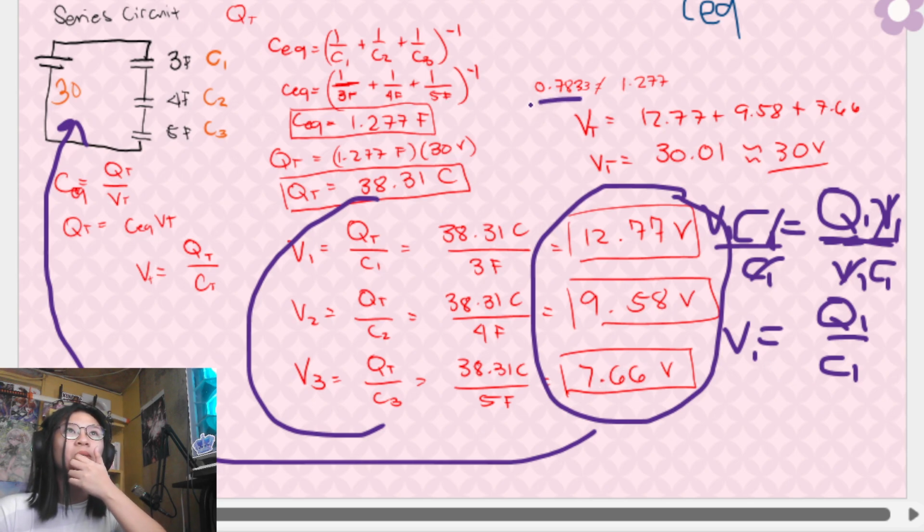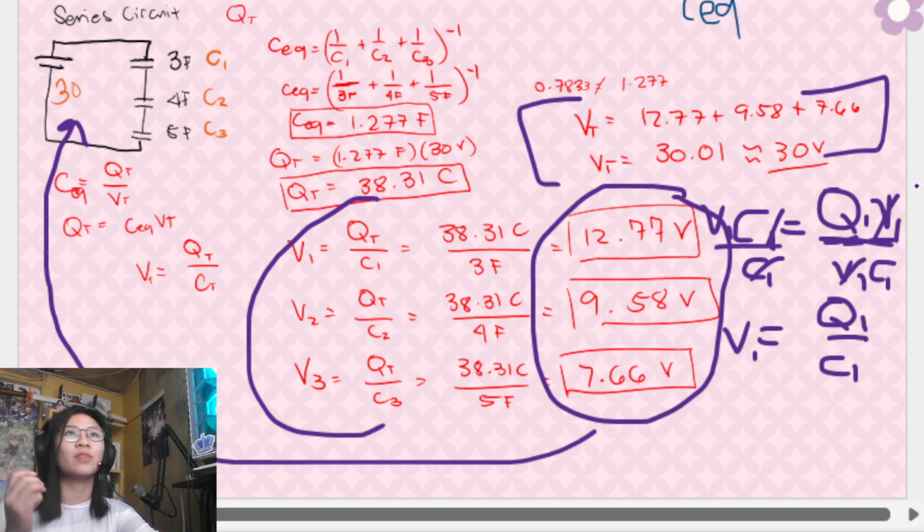So when we add the three of them, it will go back to 30.01, or we round it off to 30. Okay, so our solution is correct.